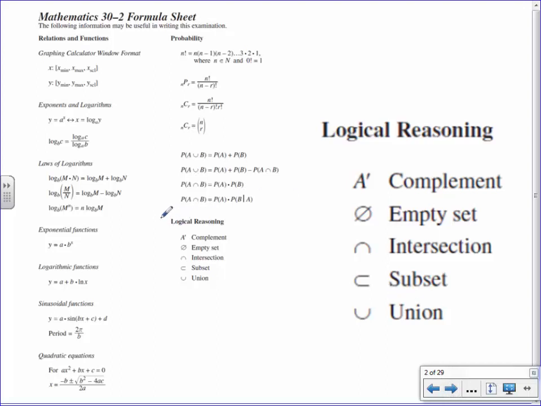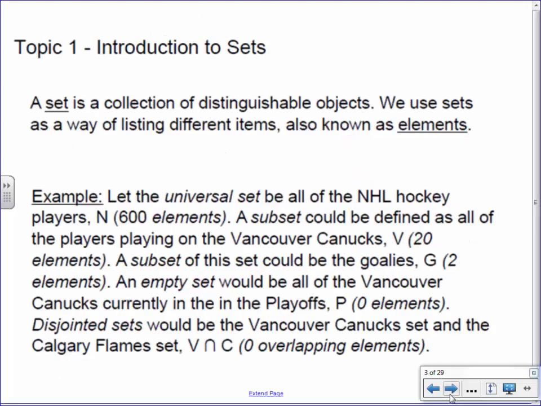If you have the formula sheet, it's this section right here. It's not hard, but you have to know what each of these 5 terms means. There's A prime, a 0 with a line through it, like an upside down U, a C, which is like a sideways U, and then a regular U. I'm going to show you those over the next few slides. So let's walk through some notes.